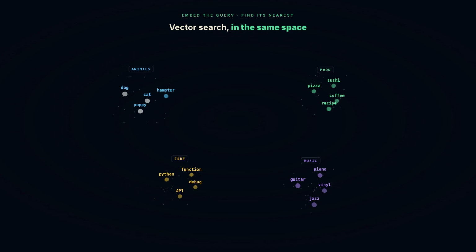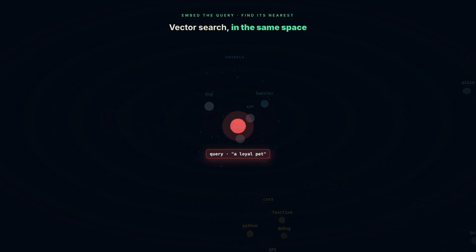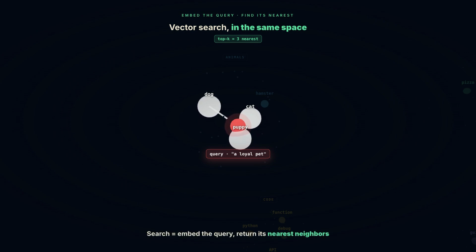Now the payoff. Take your question, embed it with the same model, and you get a point. Drop it into the space, and look at what's nearest. Watch the query, a loyal pet, land near the animals. The rest of the space falls away, and its nearest concepts light up: dog, puppy, cat. That's vector search. You find the points with the smallest angle to your query, its nearest neighbors, and those are your results, ranked by meaning. No keywords. No exact match. A loyal pet finds dog and puppy because that's where it landed. This is semantic search, and it's the retrieval half of RAG.